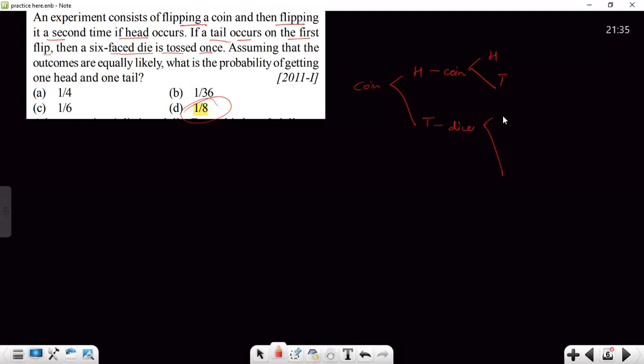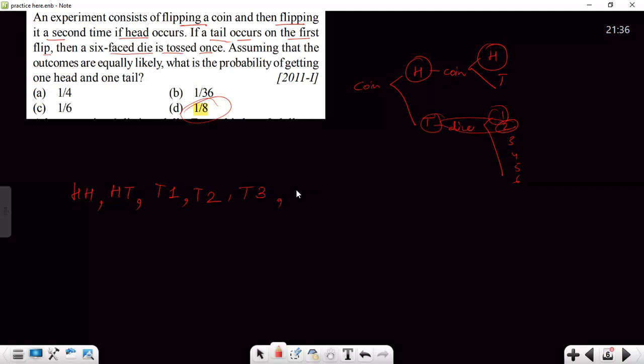If a die is there, how many outcomes can be there? One, two, three, four, five, and six. Assuming that the outcomes are equally likely. What we are assuming is that all the outcomes are equally likely. So what are all the outcomes? First outcome is head and head. Another outcome can be head and then a tail. Another outcome can be tail and then one on the die, tail and then two on the die.